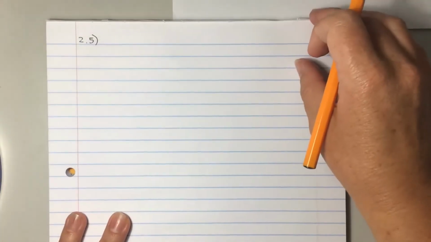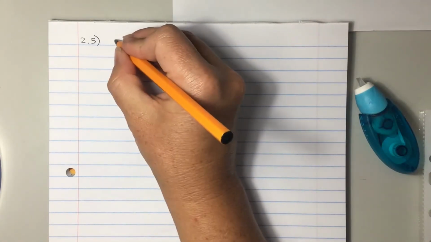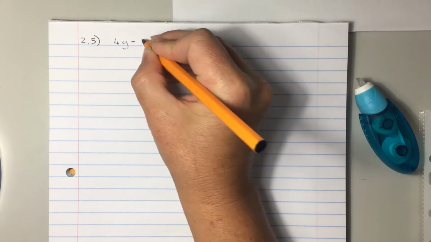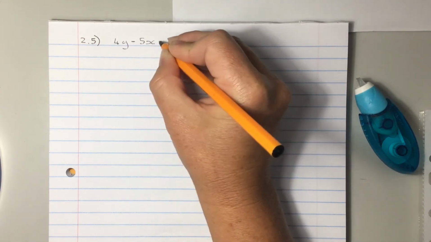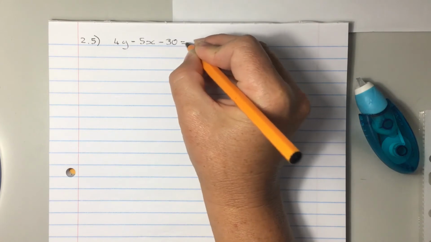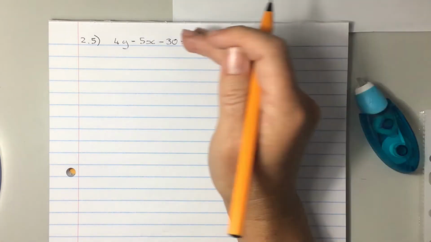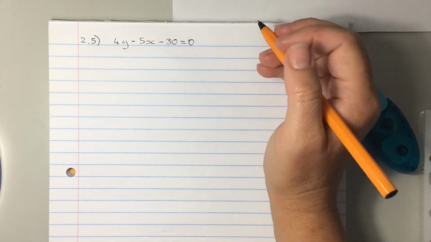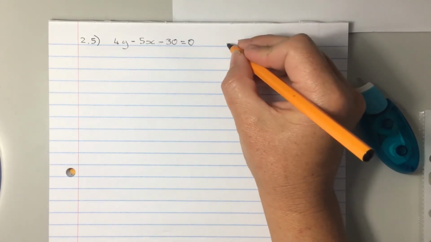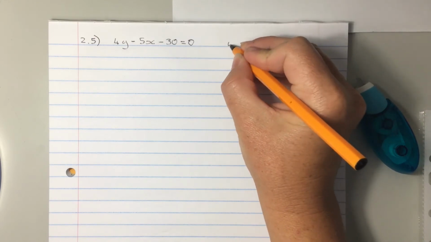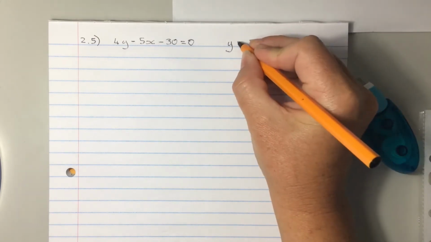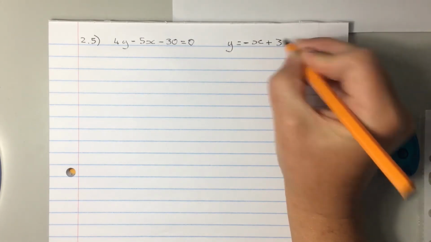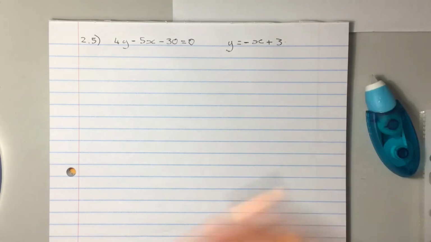I would start by writing down the equation of each line. So BC is 4y minus 5x minus 30 is equal to 0. And before you carry on, just do a double check to make sure you wrote it down correctly. AC, unfortunately, we will have to do method marking if you got this one incorrect, but that's okay. Work with what you've got. Right, y is equal to -x plus 3.